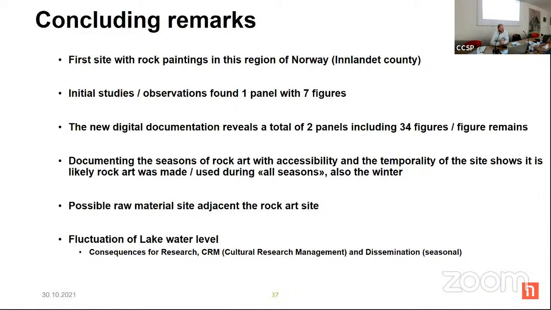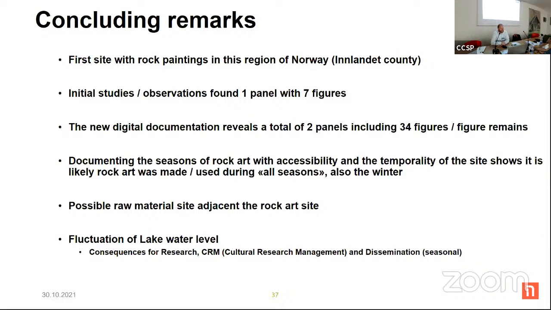And it's important to document the seasons of rock art according to accessibility and the temporality of the site, which shows that it's likely then that rock art was used in all seasons and maybe also made during winter time. The raw material site, of course, we cannot be sure that it's used, but it's quite likely. And as you have seen, the fluctuation makes large consequences for the research.